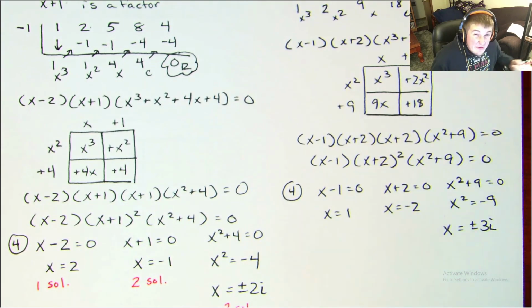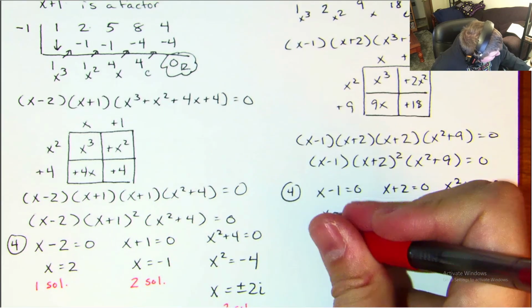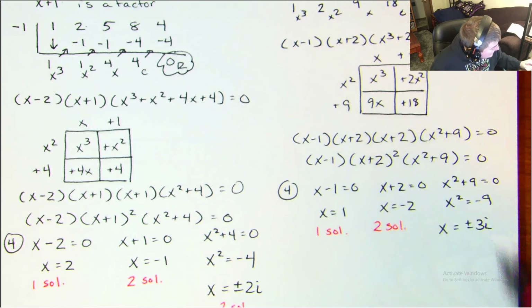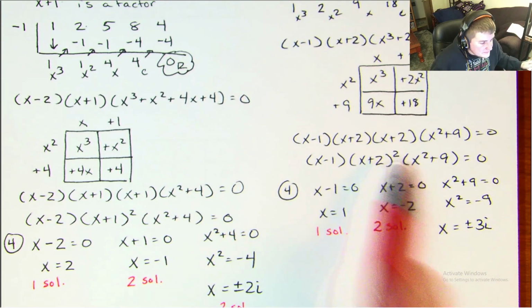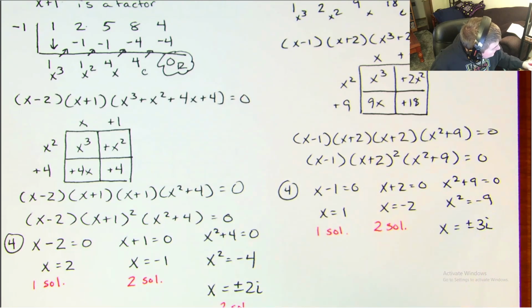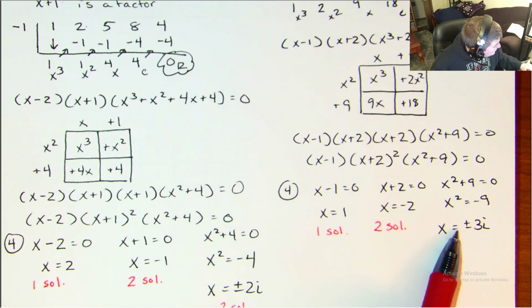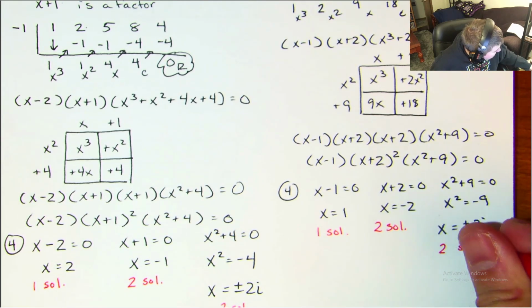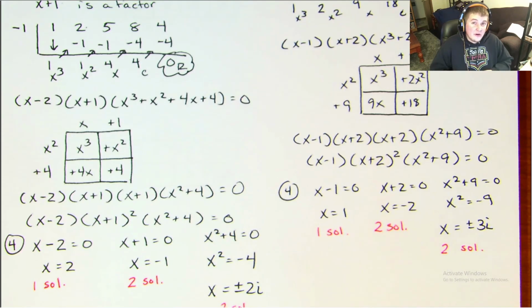I know I should have 5 solutions, and this is one of them. This is 2 of them, because I have a repeated factor of x plus 2 here. And then lastly, x is equal to plus or minus 3i. That's 2 solutions also. One is plus 3i, and the other is minus 3i. Altogether, having 5 solutions. Okay, so quite a bit more work in terms of the problems that we actually have to solve, but that process ultimately is the same.